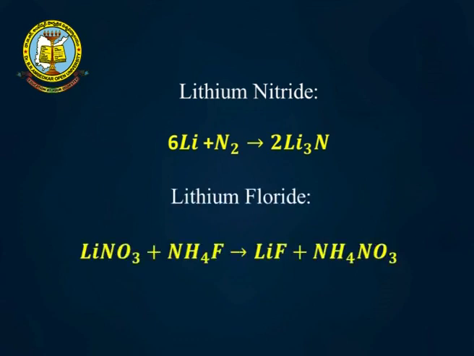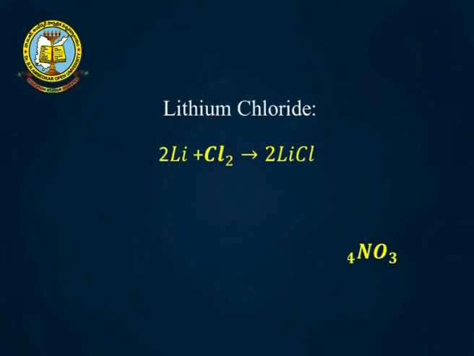Next, lithium fluoride. You can produce lithium fluoride by treating with hydrogen fluoride here. So, lithium nitrate, when it reacts with ammonium fluoride, forms lithium fluoride, and you can see ammonium nitrate as a byproduct in this reaction. In this way you can have a variety of reactions with nitrogen here.